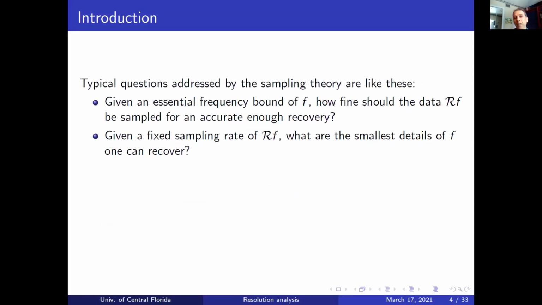Typical questions addressed by the sampling theory are like these two. Given an essential frequency bound of F, how fine should the data RF be sampled for an accurate enough recovery? Or given a fixed sampling rate of RF, what are the smallest details of F that one can recover?